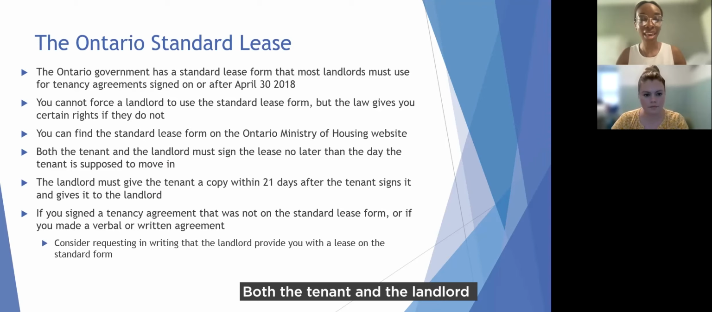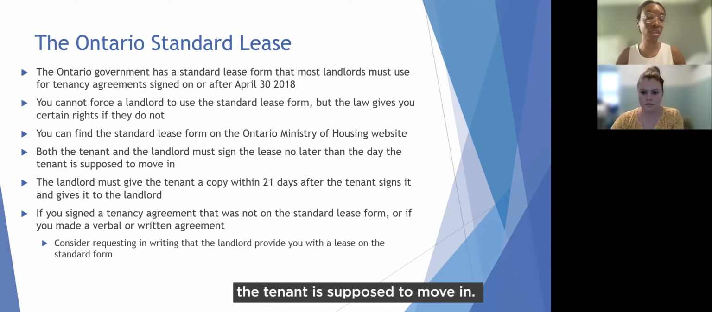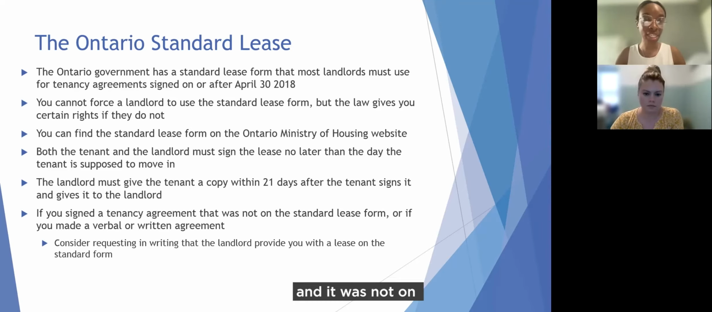Both the tenant and the landlord must sign the lease no later than the day the tenant is supposed to move in. The landlord must also give the tenant a copy within 21 days after the tenant signs the lease and gives it to the landlord. If you've signed a tenancy agreement already and it was not on the standard lease form, or if you've made a verbal or written agreement, consider requesting in writing that the landlord provide you with a lease on this form.